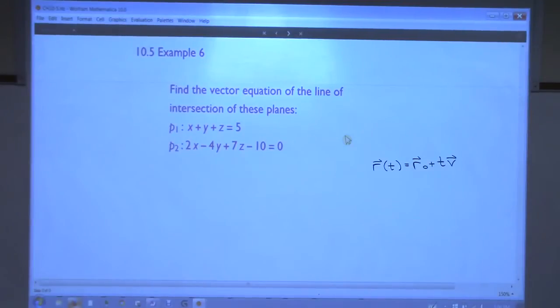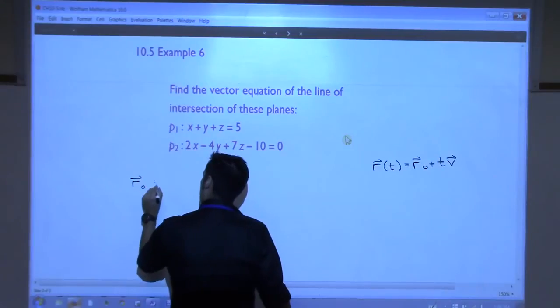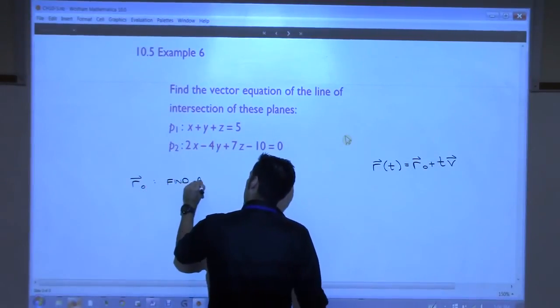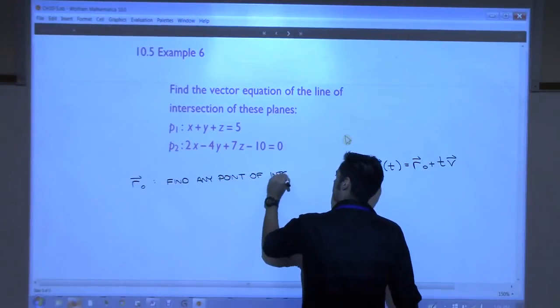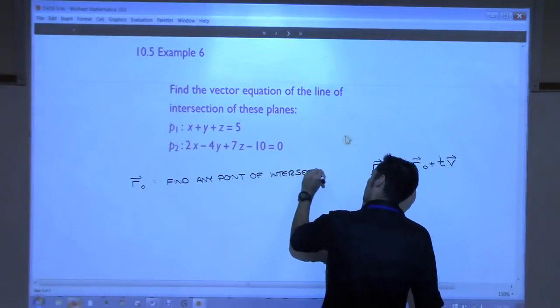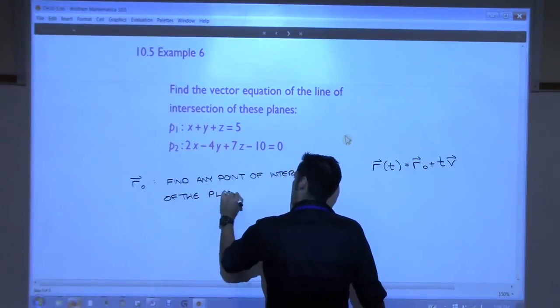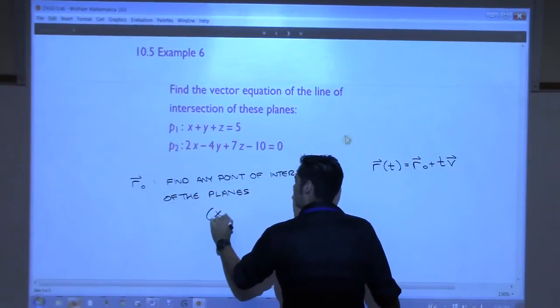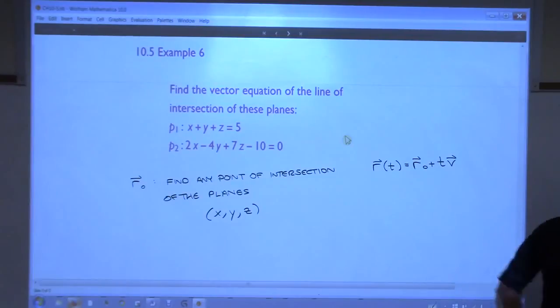So find the vector equation of the line of intersection of these two planes. So I need r naught and I need v. So let's start with r naught. R naught, we will get this by finding any point of intersection of the planes. That means you need to give me some x, some y, some z, right? Give me an x and a y and a z that satisfy both of those at the same time.